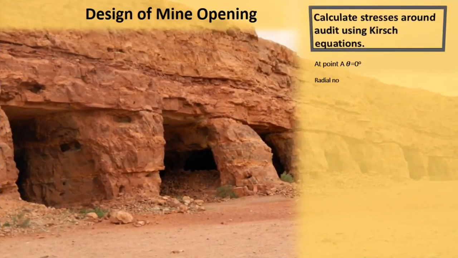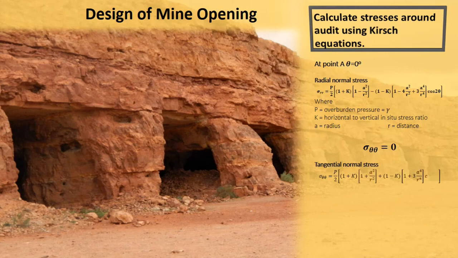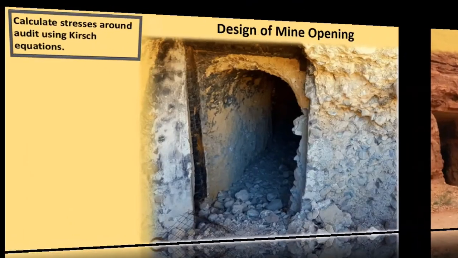To calculate the stresses around the edge using Kirsch equation at point A where theta is equal to 0 degree, the formula of radial normal stress is given, where P is the overburden pressure, K is the horizontal to vertical in situ stress ratio, A is the radius and R is the distance. So our value of the radial normal stress is 0. Similarly, the tangential normal stress has the value of 7.97 megapascal, and similarly the shear stress is also 0.